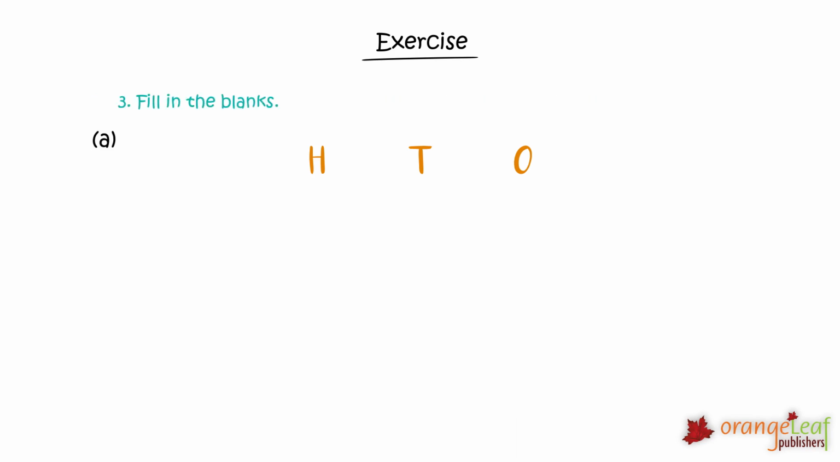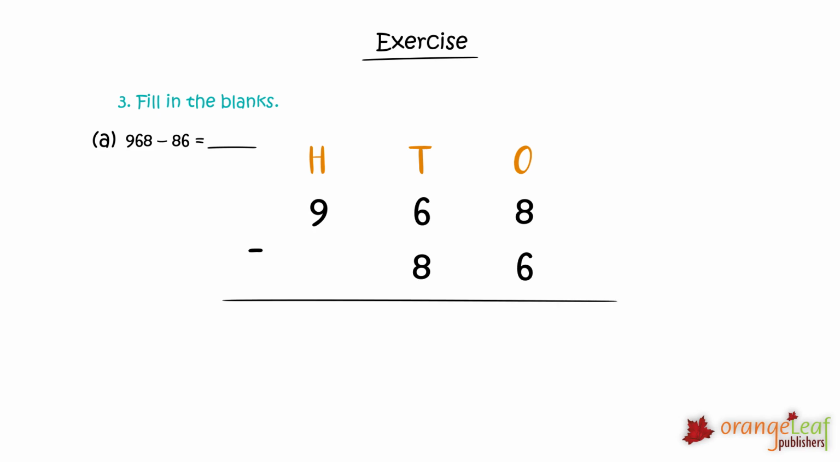Fill in the blanks. A. 968 minus 86. Write the numbers one below the other according to their place value and subtract. Step 1. 8 minus 6 is equal to 2. Step 2. Subtract the tens place. But since there are not enough tens, we borrow 100 from the hundreds place and regroup them into tens. Therefore, 16 minus 8 is equal to 8. Step 3. Subtract the hundreds place. 8 minus 0 is equal to 8. Write 8 in the hundreds place, 8 in the tens place, and 2 in the ones place. The answer is 882.